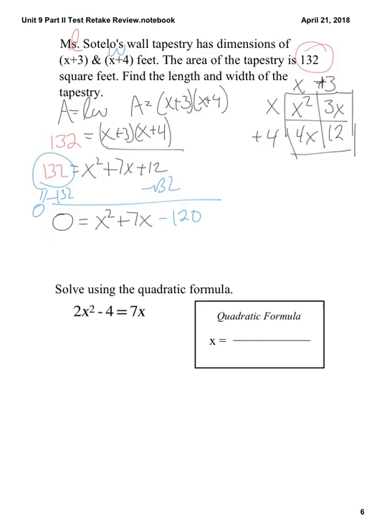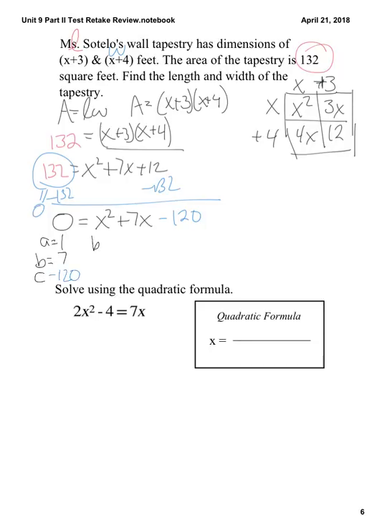However, that could be a little tough, so we're going to use the quadratic formula here to solve. And we haven't done that yet, so our a value is equal to 1, our b value is equal to 7, and our c value is equal to negative 121, or negative 120.